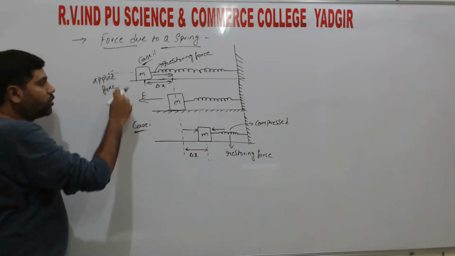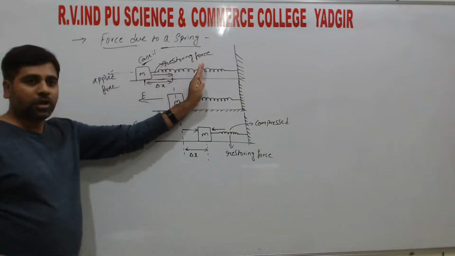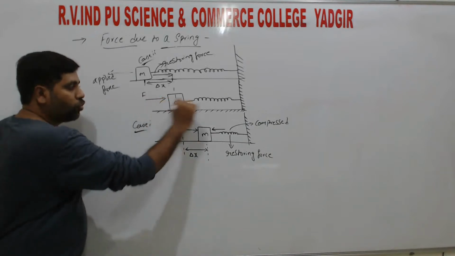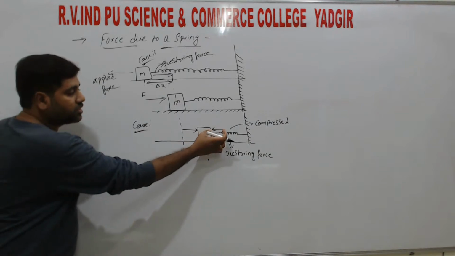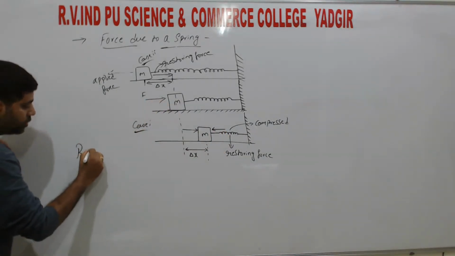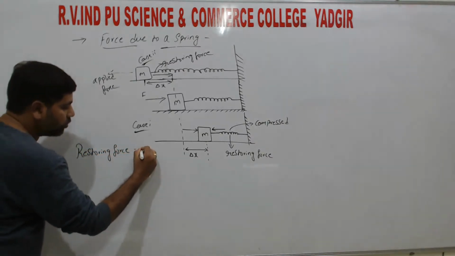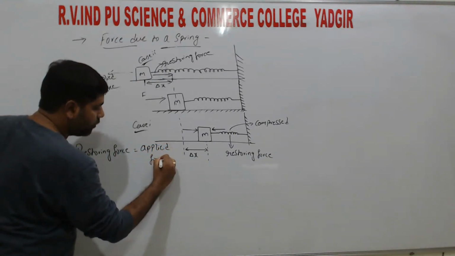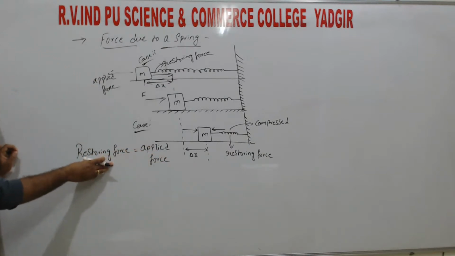If you look at the diagram, you will understand. For the applied force along the negative x-axis, the restoring force is towards the positive x-axis. Here the applied force is towards the positive x-axis, and the restoring force is towards the negative x-axis. That means the restoring force is opposite to the applied force, right? The restoring force is equal to the applied force. As much force as we apply, we get that much restoring force, right?